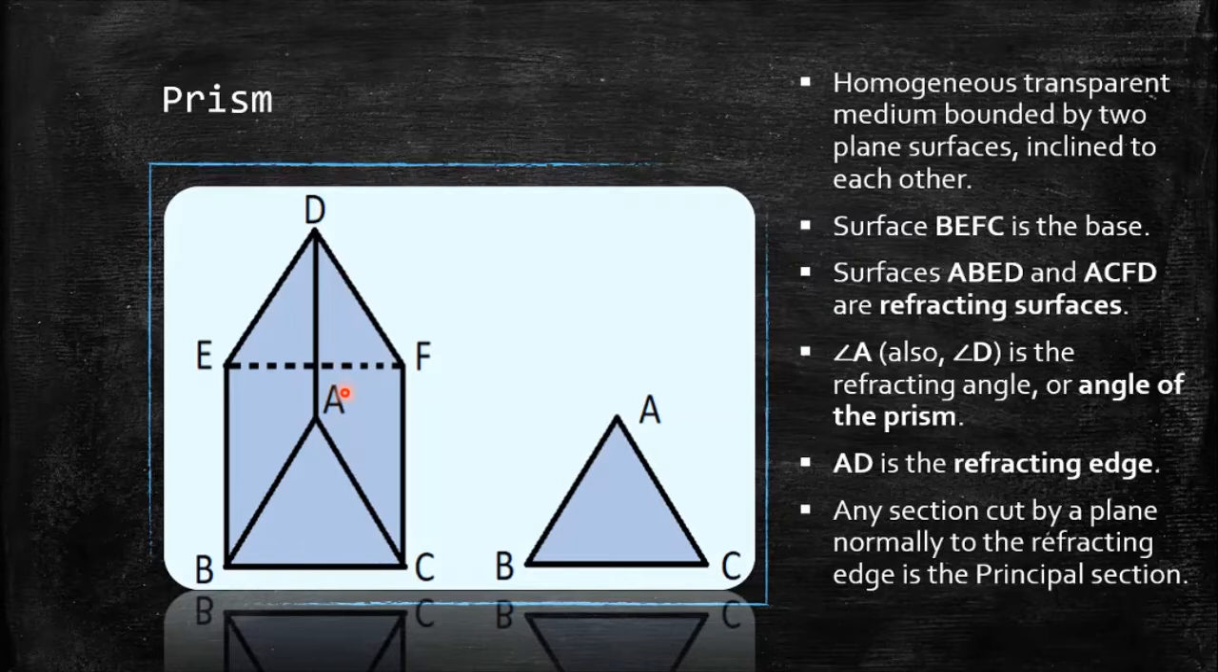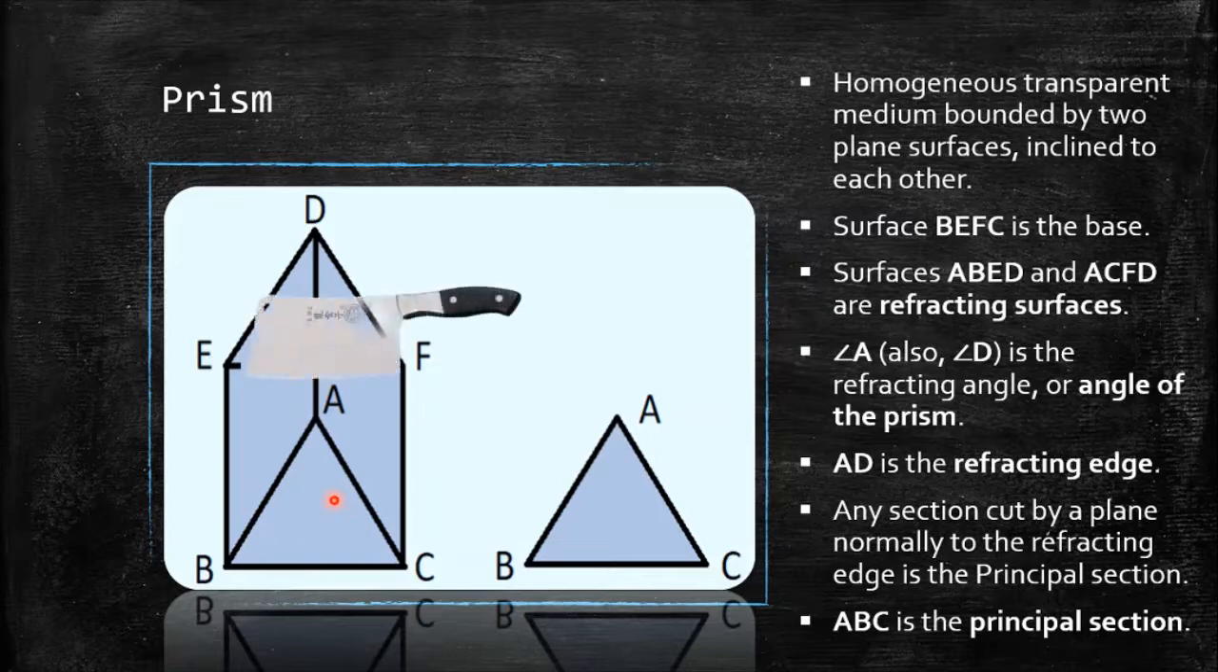Also, any section cut by a plane normally to the refracting edge is called the principal section. Now what you do see over here is that ABC is the principal section, correct? So how do you visualize this? Well, simply imagine this prism to be that of an onion. Weird. But what if I have a knife and I want to chop this onion? So how do I do it? Correct? Absolutely. So I'm simply chopping my prism over here, but normal to the refracting edge AD.